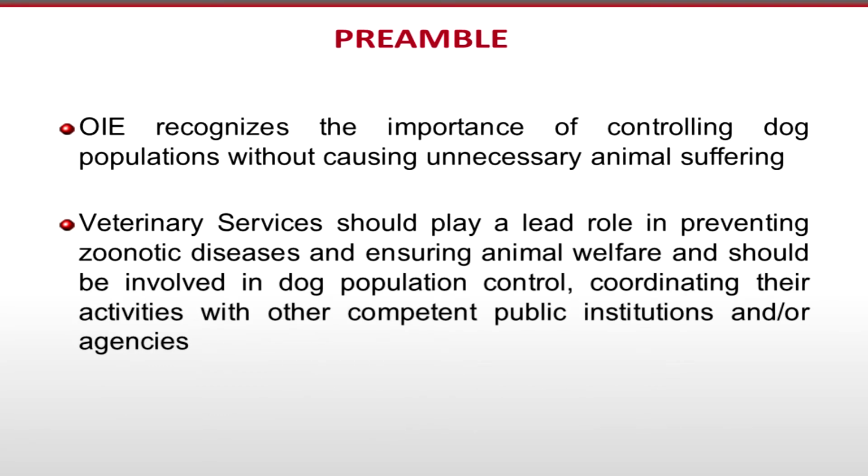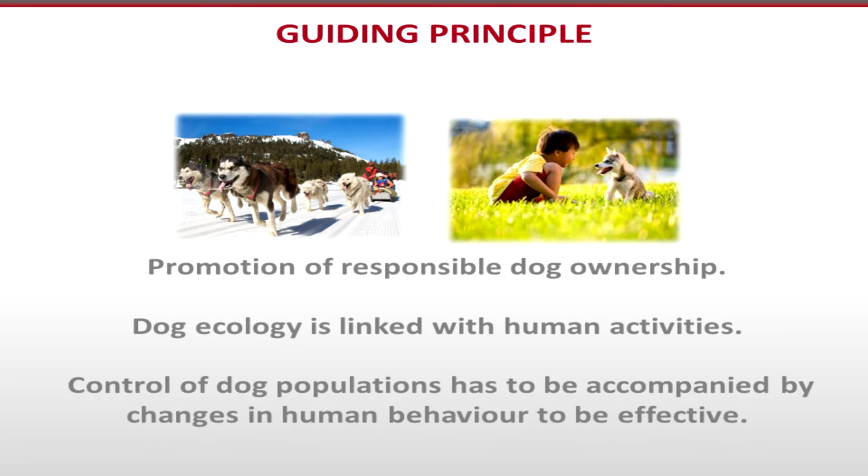The preamble also recognizes the importance of controlling dog populations without causing unnecessary animal suffering. It also recognizes that veterinary services should play the leading role in preventing zoonotic diseases and in controlling dog population. They should do the coordination in liaison with other competent public institutions. So when the standard was being developed, there were guiding principles: that we should promote responsible dog ownership, that dog ecology is linked with human activities, and that control of dog population has to be accompanied by changes in human behavior. Those three were the guiding principles in developing this standard, which are the tools that we work with.